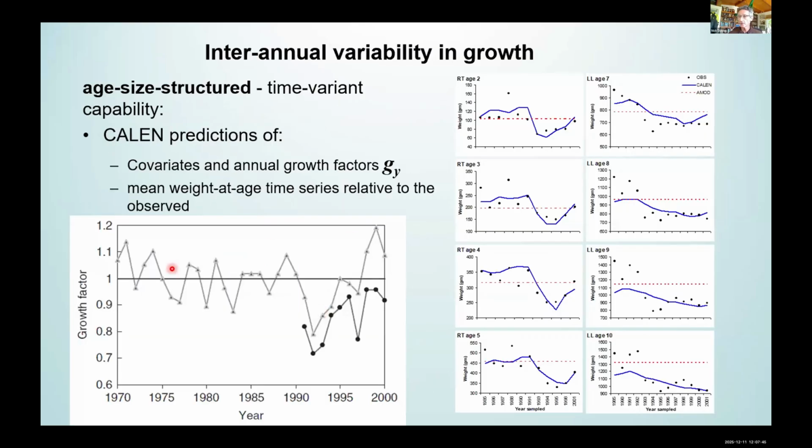So the covariates and the annual time factors, that was another option we used: instead of fitting the covariate, you could actually estimate some annual factors, but they corresponded pretty closely in terms of their temporal pattern. And it produced predictions of weights at age over the time series of the model, which more closely matched the dots, which are the observed weights at age for particular methods, in this case, research trawl survey and the longline fisheries.